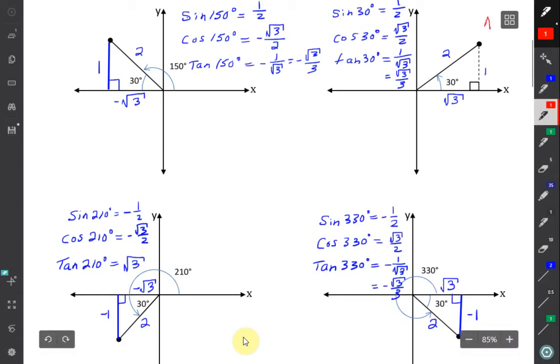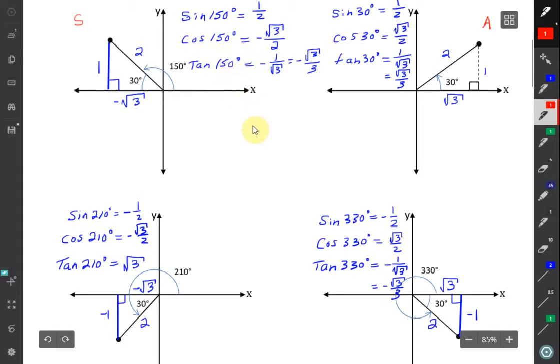We end up putting a letter A here to denote the fact that all the ratios are positive. Looking in this second diagram, the ratio that is positive in this quadrant is the sine ratio. And again, mathematically, it's because the opposite and the hypotenuse are positive, so the ratio ends up being positive. Whereas the other two involve this negative side, and so they're both negative ratios.